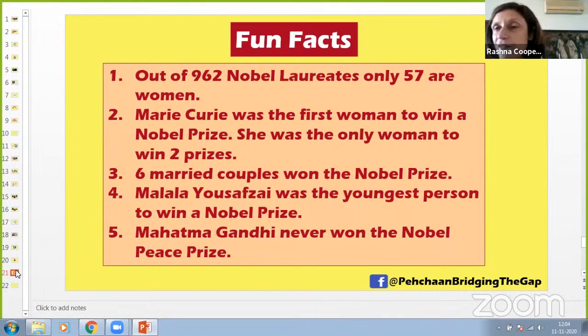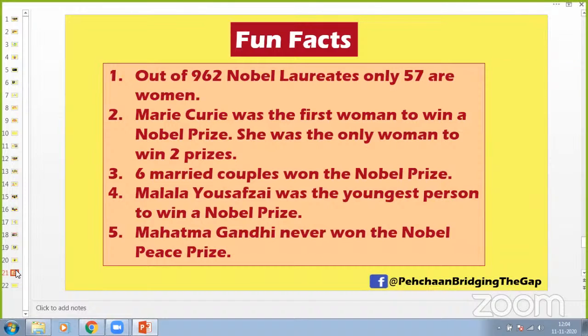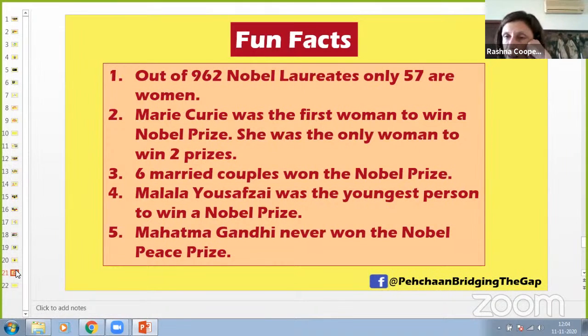So here are some fun facts as we are ending on the Nobel Prize. Who would like to read the first one? Rekha, would you like to read the first fact out, please? Sure, ma'am. Out of 962 Nobel laureates, only 57 are women. Yes. Isn't that sad? Only 57 are women.